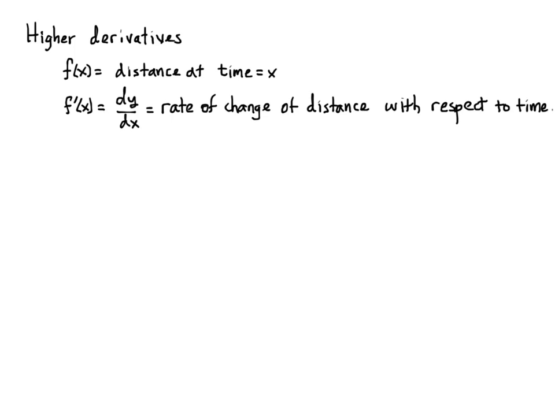So I look at my speedometer and I see that I'm going, since I'm a law-abiding citizen, well within the speed limit, so I'm going 55 miles an hour. And so I can describe my velocity as the derivative of the distance function.